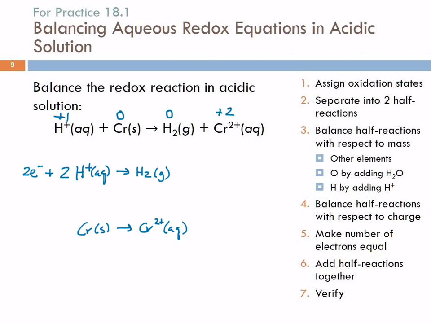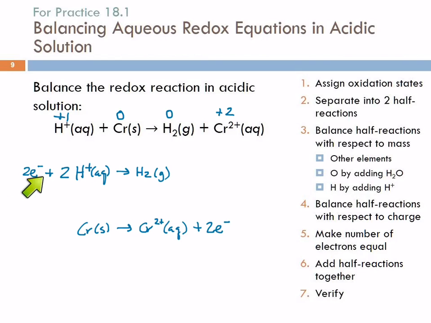And that corresponds with the OIL RIG mnemonic, right? Reduction is gain of electrons. The hydrogen is being reduced, it's gaining electrons. So we're adding electrons to the hydrogen ions. And oxidation is loss of electrons. The chromium is being oxidized, it's losing electrons. To charge balance this, we have to add 2 electrons to the product. Everybody okay with that?